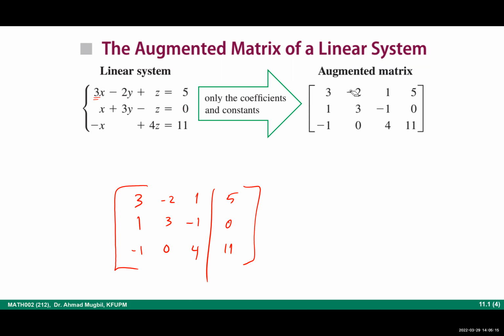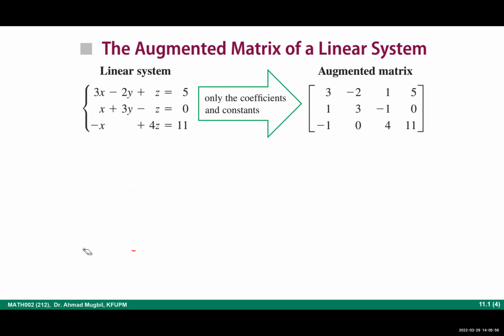You will just take the coefficients and the constants, but be careful when you find the augmented matrix. You should make sure that all the x coefficients are under each other in one column, all the coefficients of y under each other in a column. Also, you have to make sure that the constants are on the right-hand side. So for example, if we have here -5 equals 0, this is not written in the standard form. So you will not write here 0. You will move the constant to the right-hand side and write here 5. So important. So you know now what the augmented matrix is. We will see later why we need it, what we use it for.